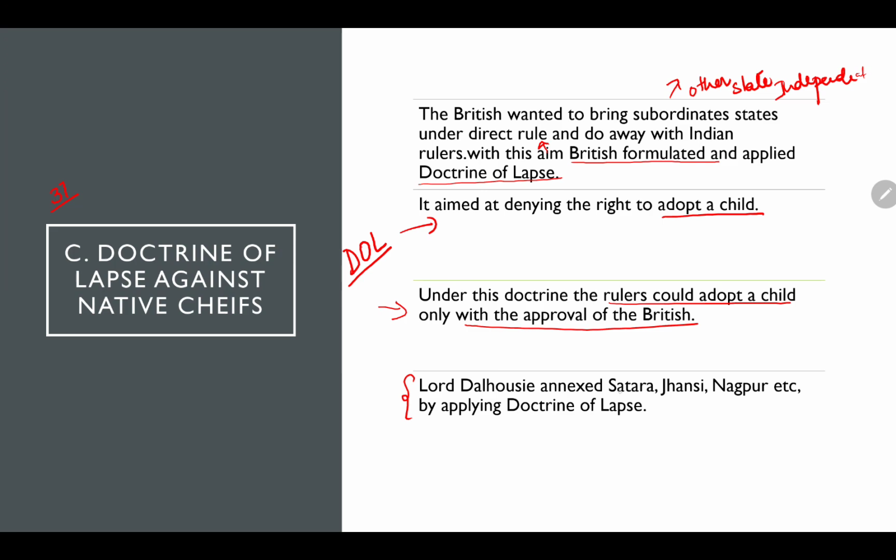Lord Dalhousie annexed Satara, Jhansi, Nagpur, etc. by applying the Doctrine of Lapse. So which places did Lord Dalhousie annex? Satara, Jhansi, and Nagpur, in the context of the Doctrine of Lapse.